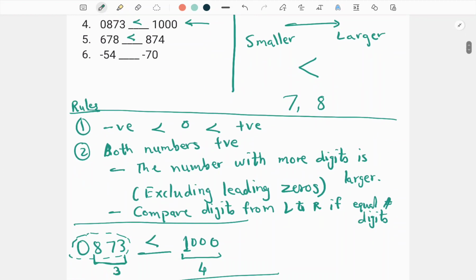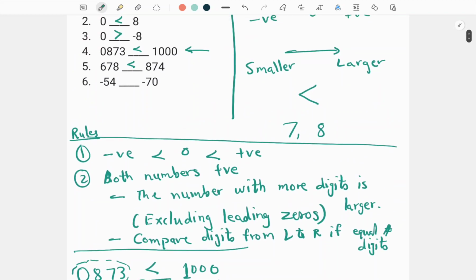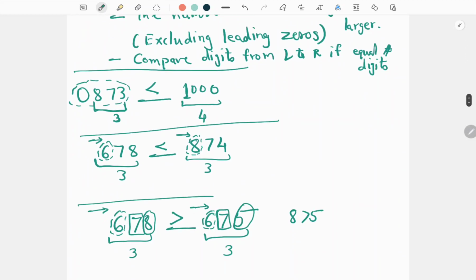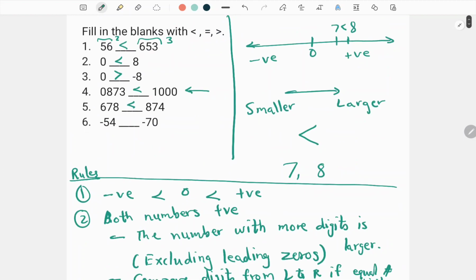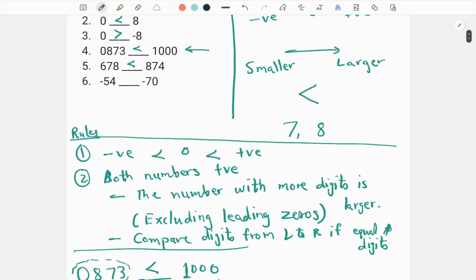And let's talk the sixth example for completeness here, which is minus 54 and minus 70. So the rule here is if the numbers are both negative numbers, then think of them as both being positive. Apply our usual rules for positive numbers. If negative numbers are involved, then treat both of them as positive numbers. Compare them using our usual rule. Compare the number of digits. If the digits are equal, compare from left to right and so on. And then you finally get a result that in this case will be 54 is less than 70.